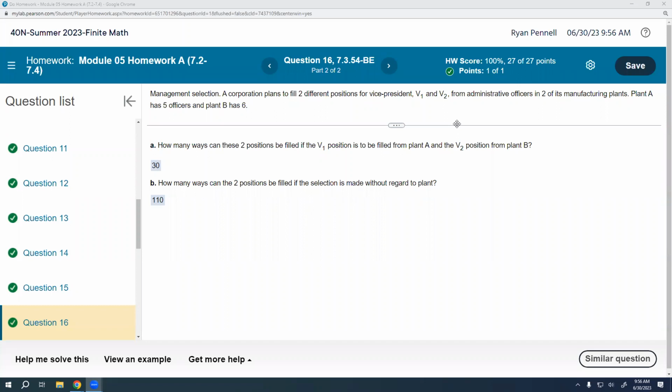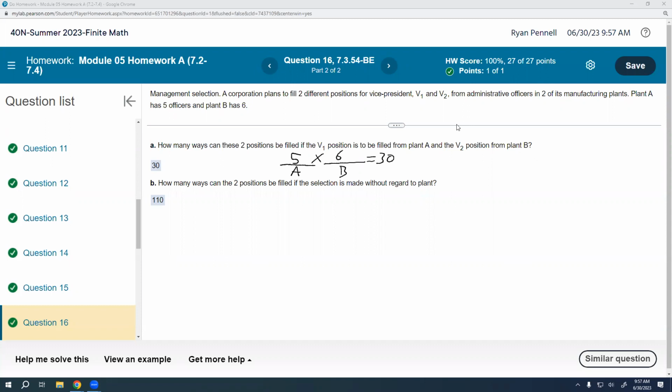16 says management selection of a corporation plans to fill 2 different positions for Vice President, B1, B2, from administrative officers in 2 of its manufacturing plants. Plant A has 5 officers, Plant B has 6. How many ways can these positions be filled if B1 position is to be filled from Plant A, B2 from Plant B? A, B. Well, how many do I have in A? I have 5. How many do I have in B? I have 6. And if I multiply those together, I get 30.